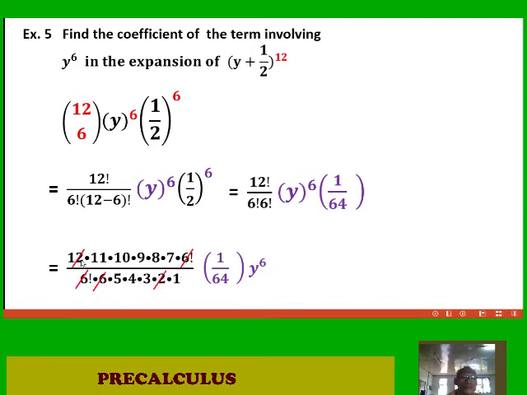6 times 2 is 12, cancel out with 12. 8 divided by 4 is 2. 9 divided by 3 is 3. 10 divided by 5 is 2. Then we are left with 11 times 2 times 3 times 2 times 7 divided by 64, y to the 6. There is still a common factor between 12 and 64. Cancel the common factor. Then we are left with 11 times 3 times 7, which is equal to 231 over 16, y to the 6th power.